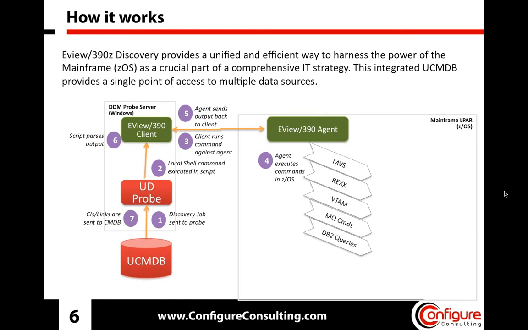In this chart, you can see the flow where the discovery job that's sent to the probe executes a local shell command, which is an EView client command, which sends a request to the agent to run a command or Rex program or subsystem commands like MQ commands and DB2 queries, or requesting the agent to gather information internally and send that information back to the EView client, which then goes back to the script that parses the output and creates the configuration items and links in the CMDB.